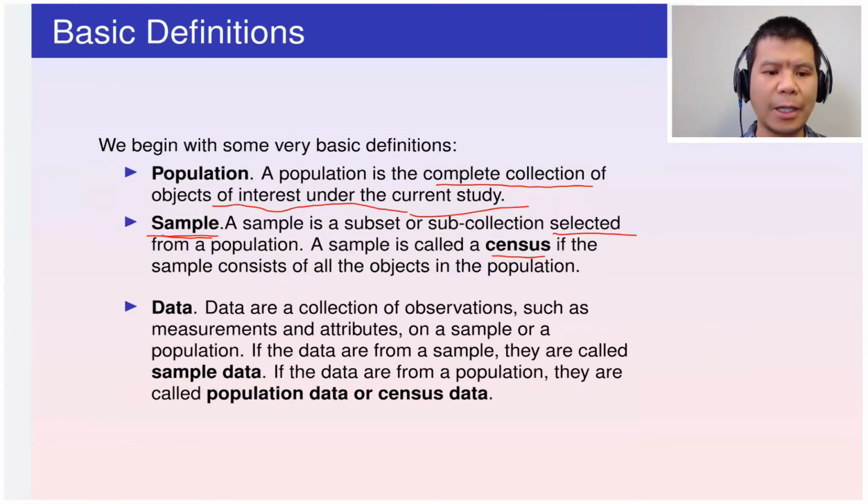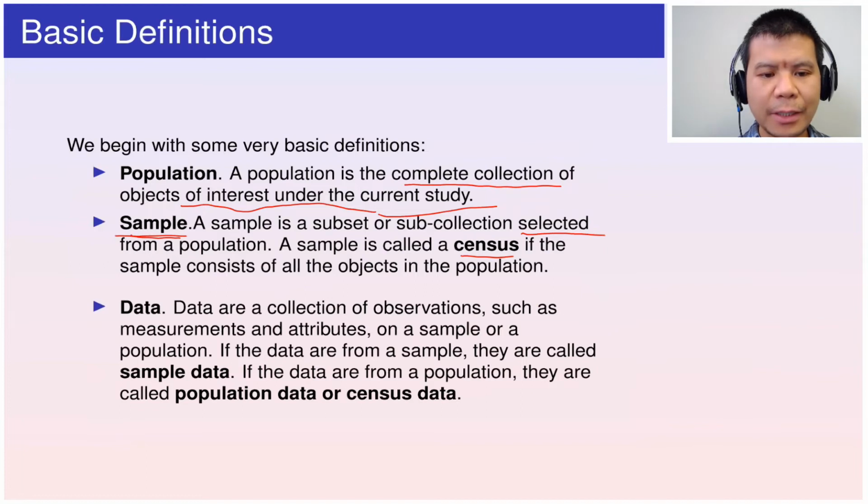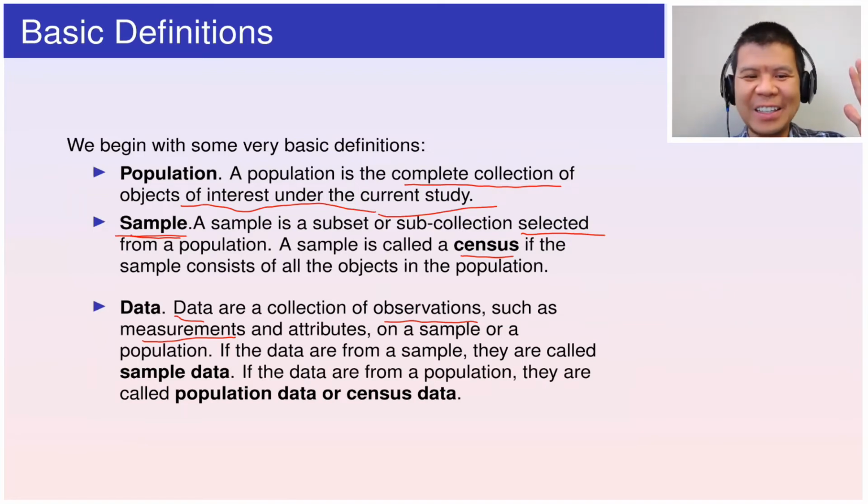So what are data? Data are a collection of observations. What are the observations? Observations such as measurements, like the weight, the height, the volume, and speed, and so on. As measurements, you can use numerical measurements, and attributes. Attributes will be something different.